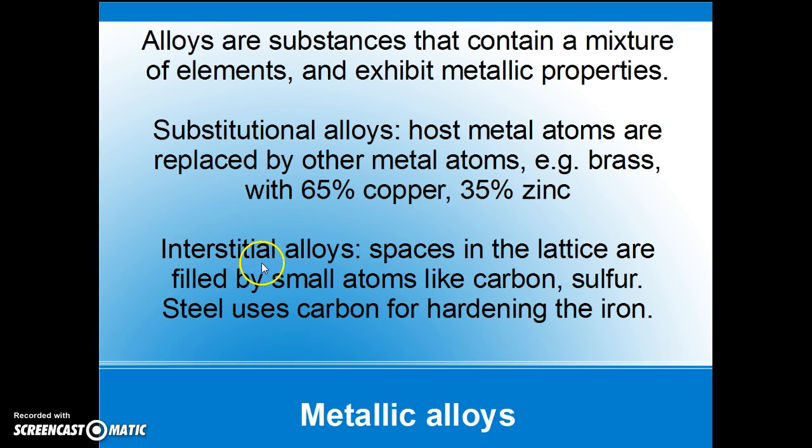Interstitial alloys, on the other hand, have much less in the way of mixed-in elements, and they very frequently are nonmetals like carbon or sulfur. In carbon steel, a small amount of carbon is left in the steel, and it makes the iron harder than it ordinarily would be. So that's alloys, which are mixtures of a metal with another element.